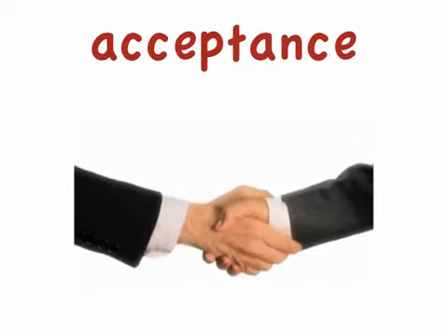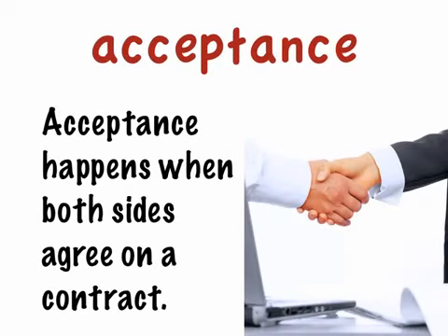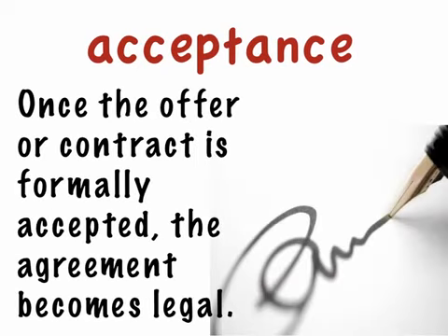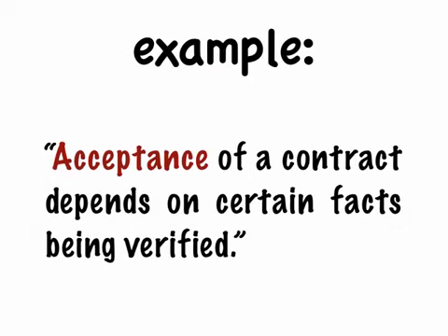Acceptance. Acceptance happens when both sides agree on a contract. Once the offer or contract is formally accepted, the agreement becomes legal. Acceptance of a contract depends on certain facts being verified.